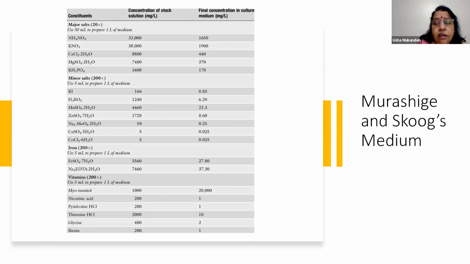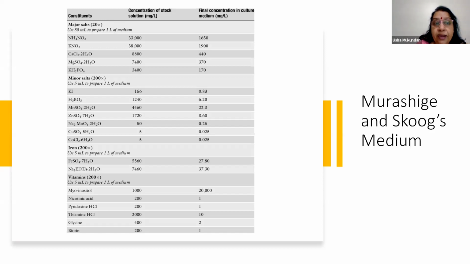Then iron, it is in a chelated form. So you have FeEDTA, which is prepared, and again 200x, and you will take 5 ml to prepare 1 liter of culture medium. Then there are different vitamins, as I already mentioned, again 200x. So you will take 5 ml to prepare the culture medium. And the various vitamins which are there: myoinositol, nicotinic acid, pyridoxine HCl, thiamine hydrochloride, glycine which is an amino acid, and biotin.